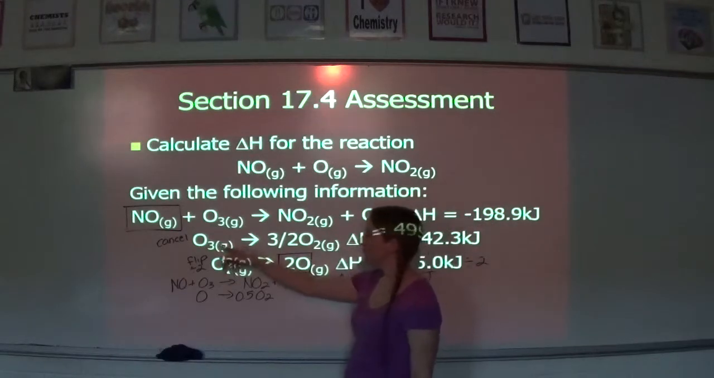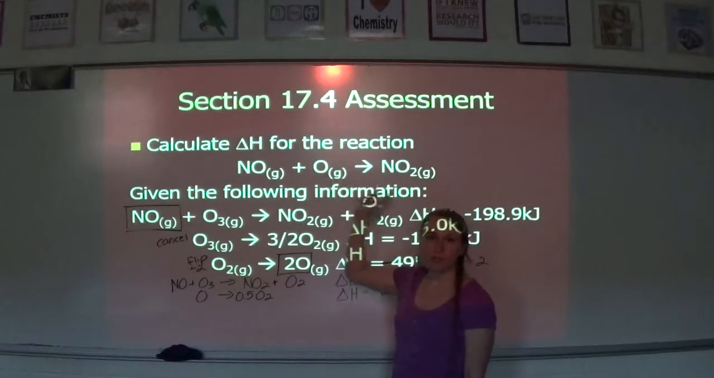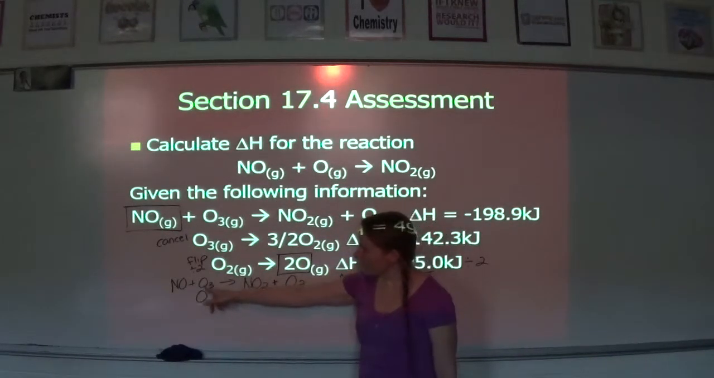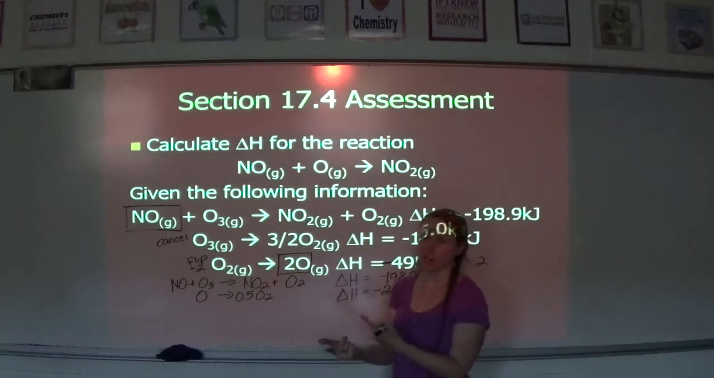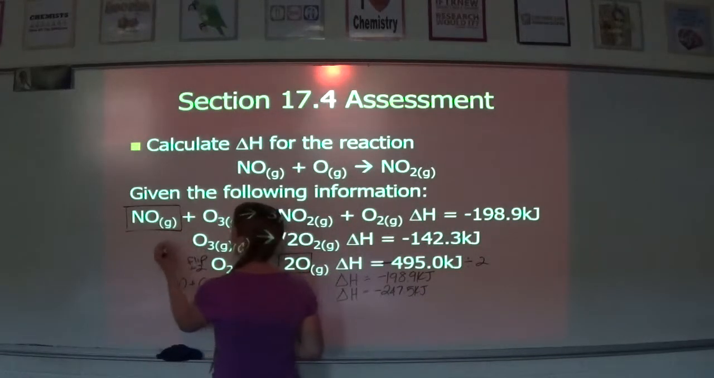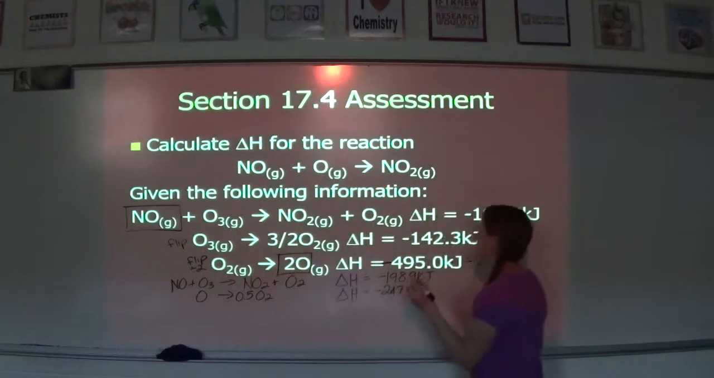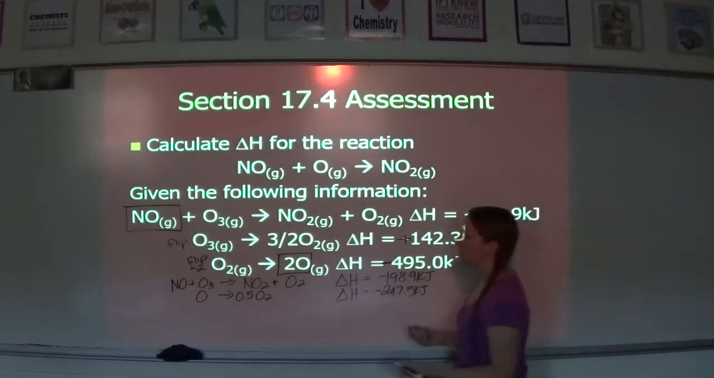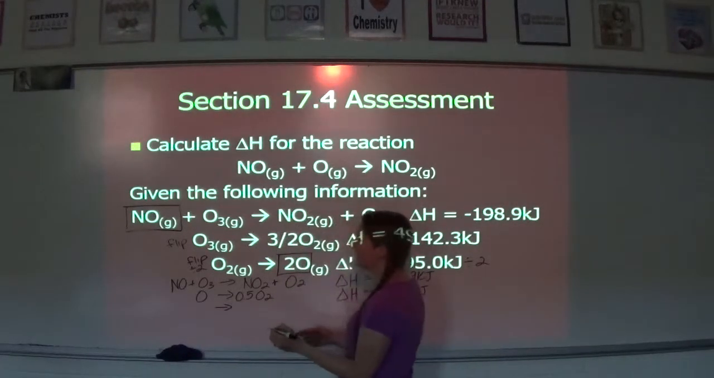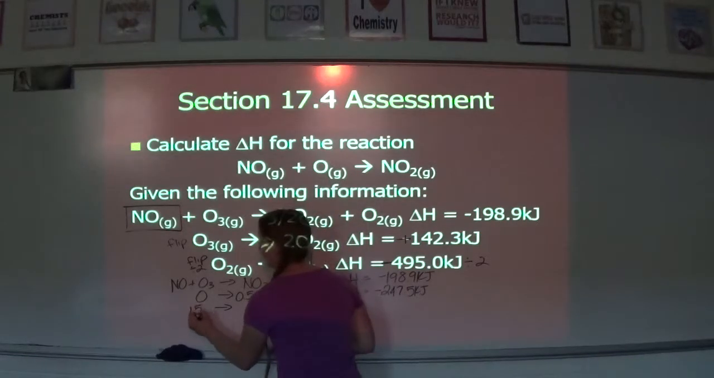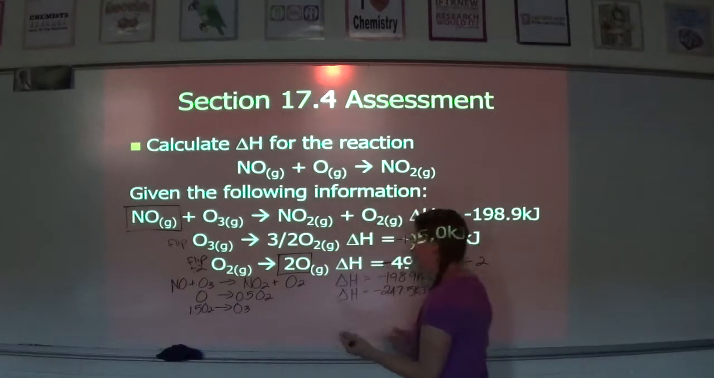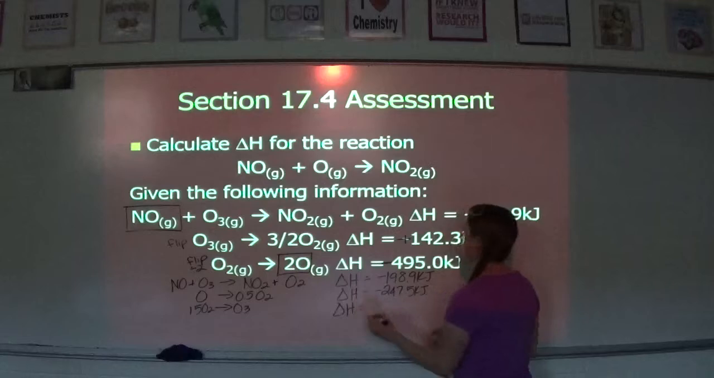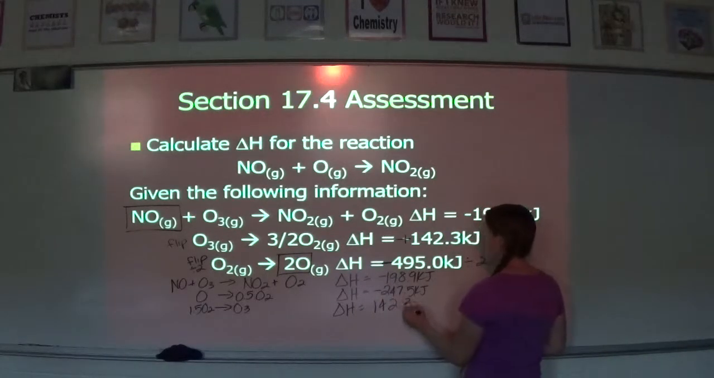This is where you have to be careful on the canceling ones. I'm just going to look at O3 because I don't want to deal with that fraction. We have O3 as a reactant, but we don't want O3 anywhere. So how can we get it to cancel? Well, we could put it as a product. So we're going to flip this reaction, which means we change the sign of delta H. If I flip it, I'm going to have 1.5 O2 yields O3, and then we change the sign of our delta H so it becomes positive 142.3 kilojoules.